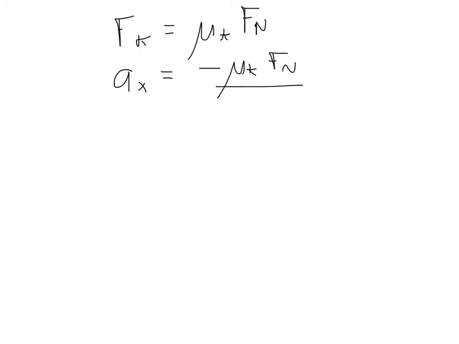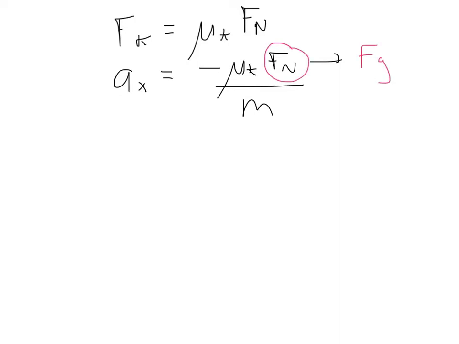So I'll rewrite what I had earlier. I had Fk equals mu k Fn, and I also had that acceleration is equal to minus mu k Fn over m. This is just to remind you what the last equations I wrote were. So Fn, don't forget, is equal to Fg. So just to remind you, Fn is Fg.